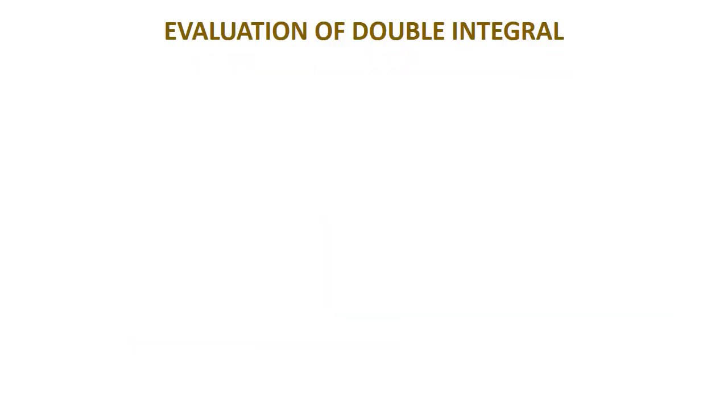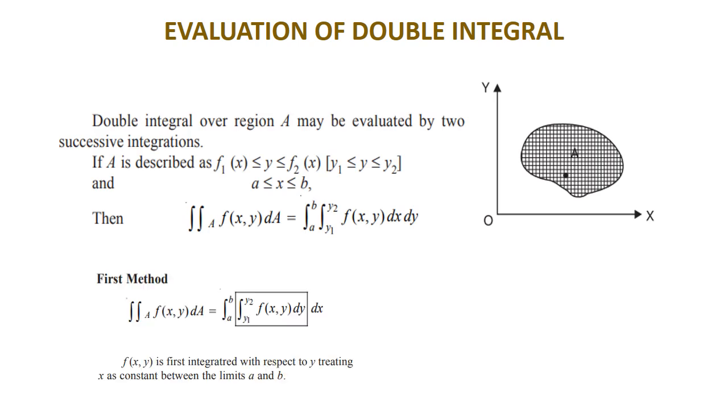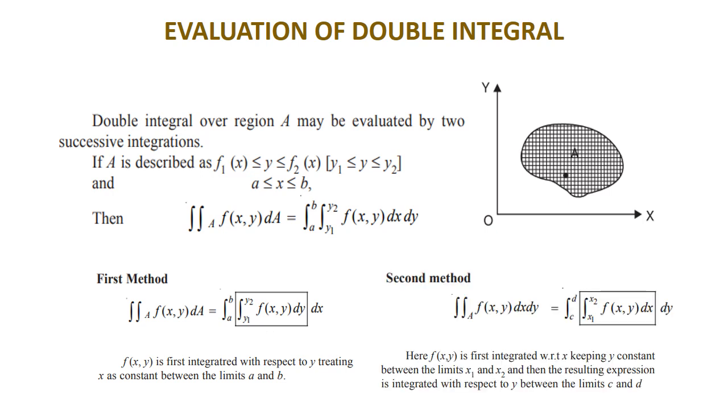Now let us see what is meant by evaluation of a double integral. So there are two methods to evaluate a double integral. In the first method, f(x, y) is first integrated with respect to y, treating x as constant between the limits a and b. And in the second method, f(x, y) is first integrated with respect to x, keeping y as constant between the limits x1 and x2, and then the resulting expression is integrated with respect to y between the limits c and d.